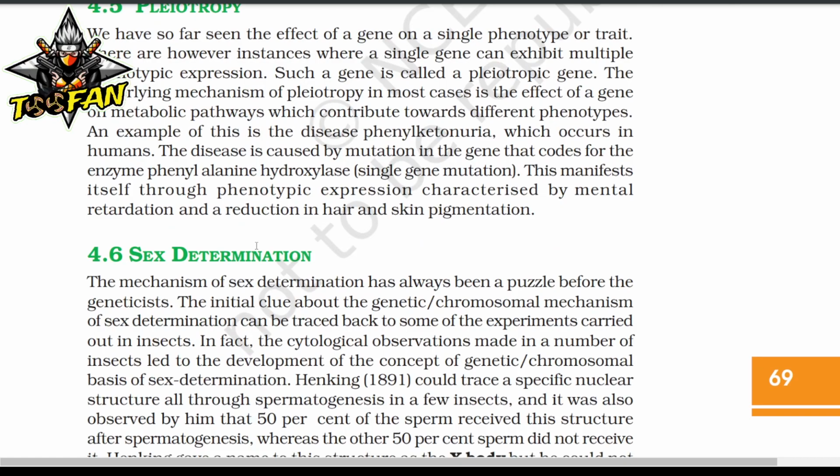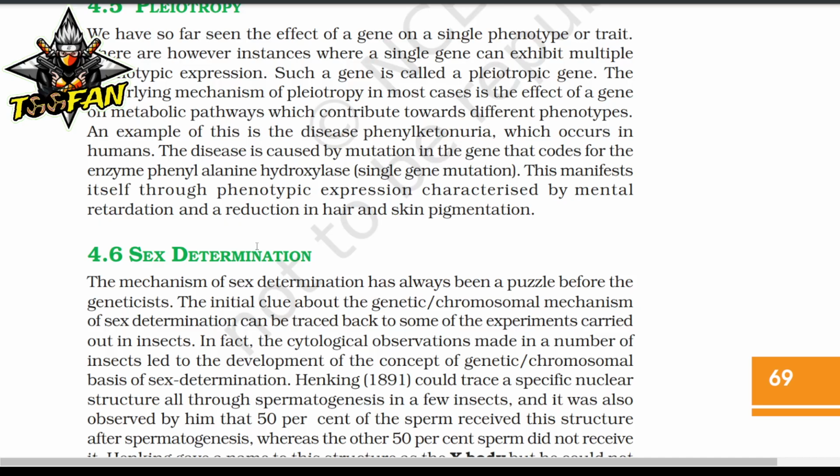Sex determination. The mechanism of sex determination had always been a puzzle before genetics. The initial clue about the genetic chromosomal mechanism of sex determination can be traced back to some of the experiments carried out in insects. In fact, the cytological observations made in a number of insects led to the development of the concept of the genetic chromosomal basis of sex determination.